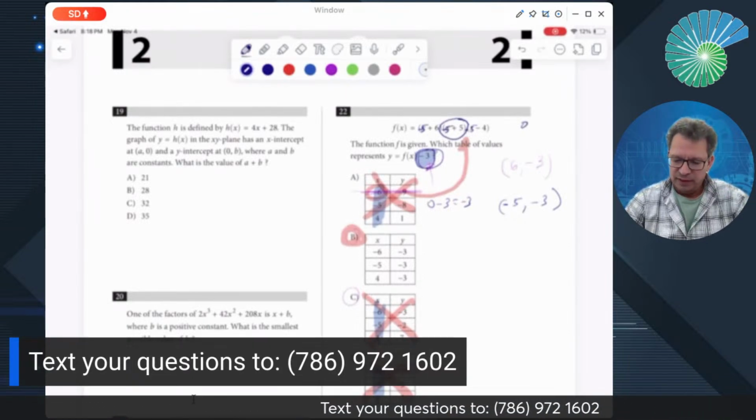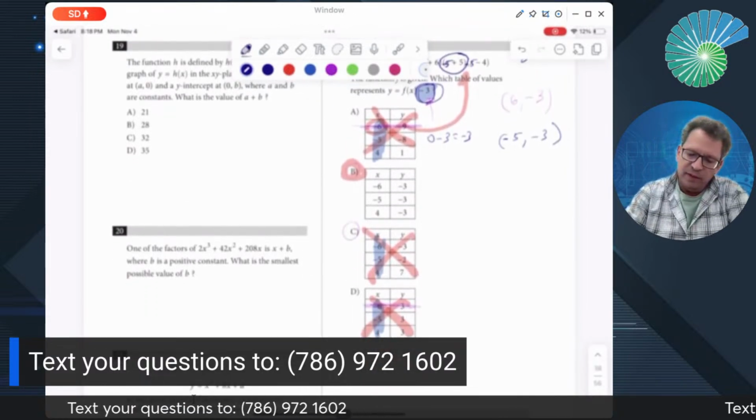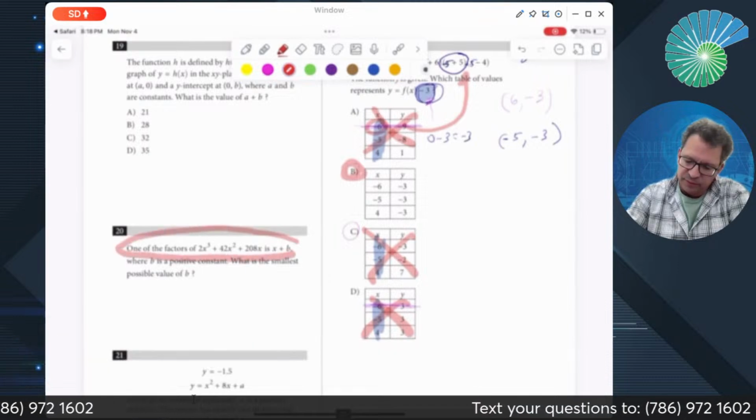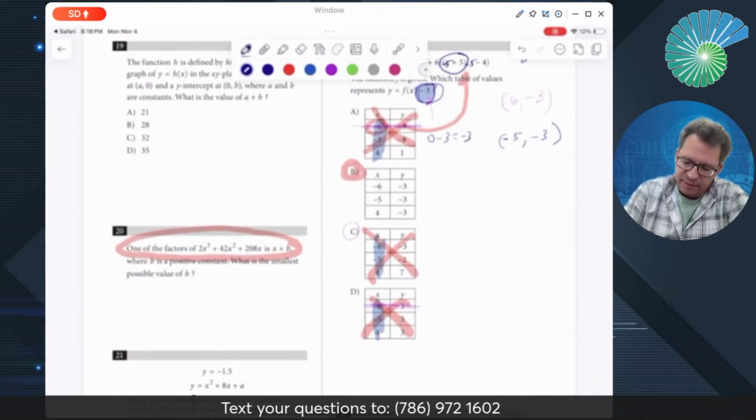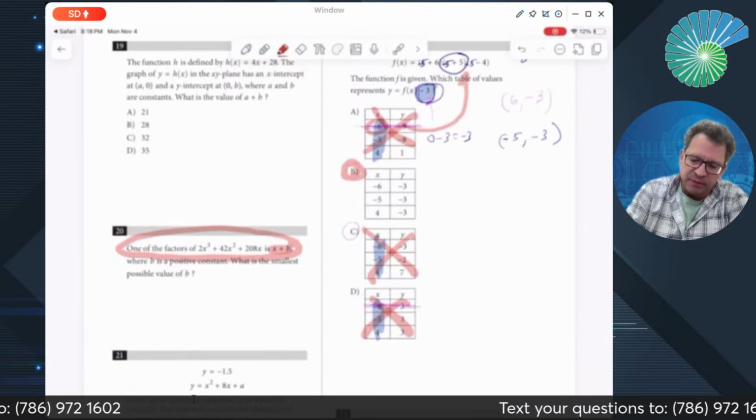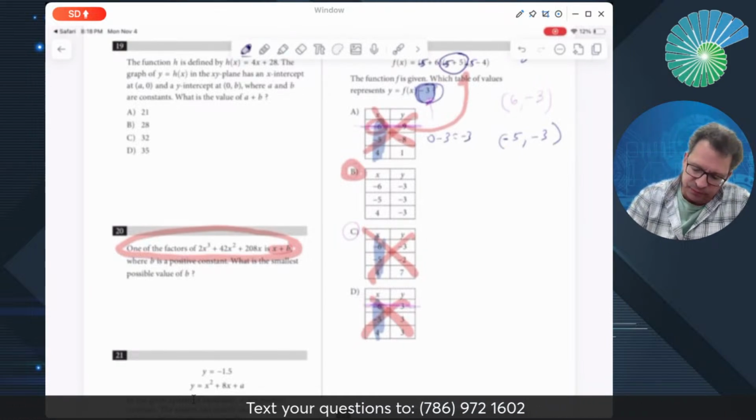Okay. The last question, question 20. So there's a polynomial, and then they say that one of the factors is in the form x plus b. Okay, so I can begin by factoring that polynomial. I can factor out 2x.